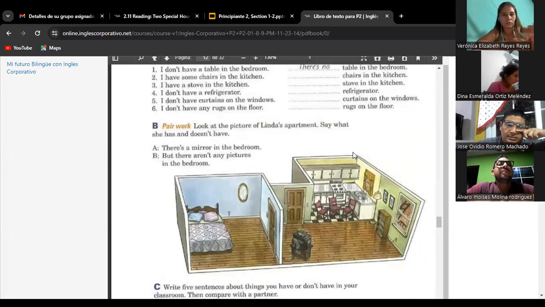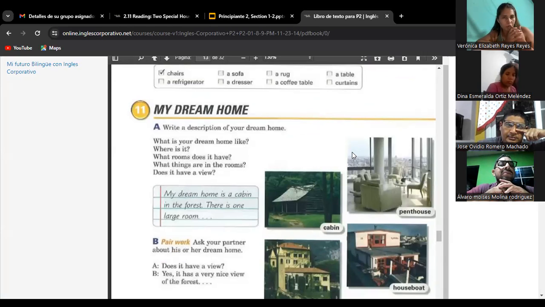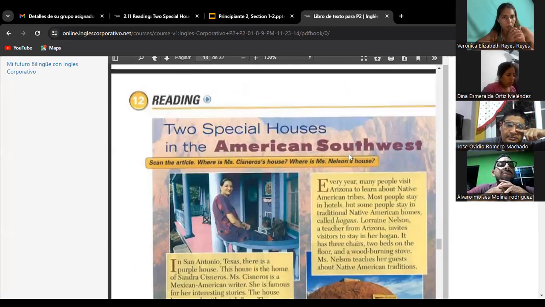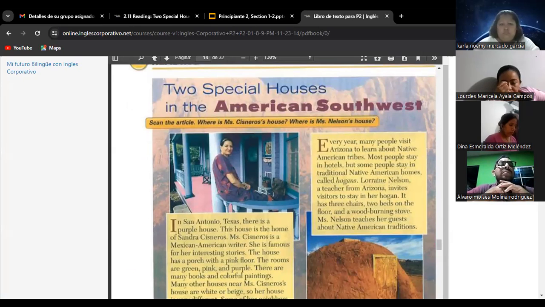Here also we have another exercise, but we miss the reading, okay? This reading: Two special houses in the American Southwest.